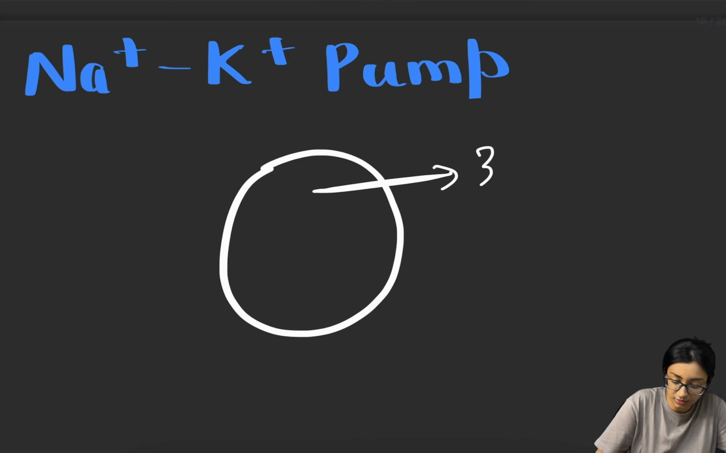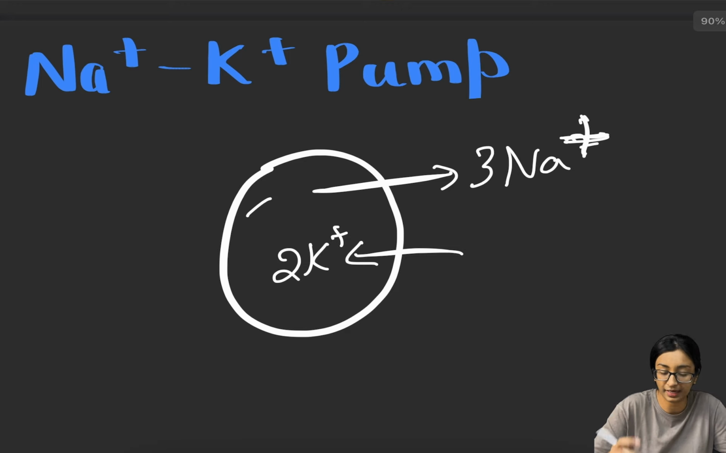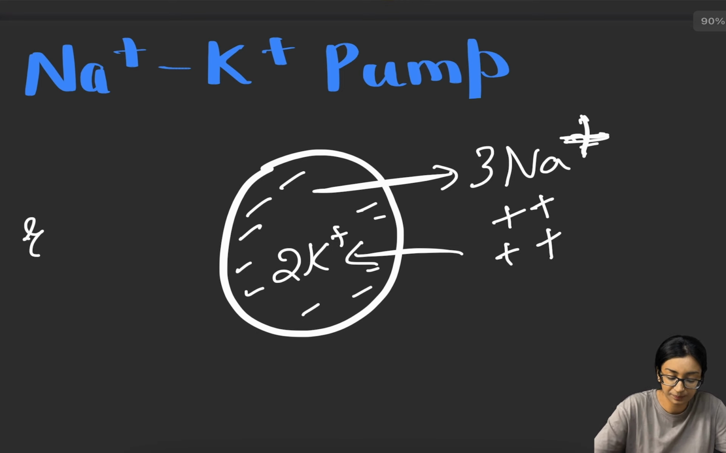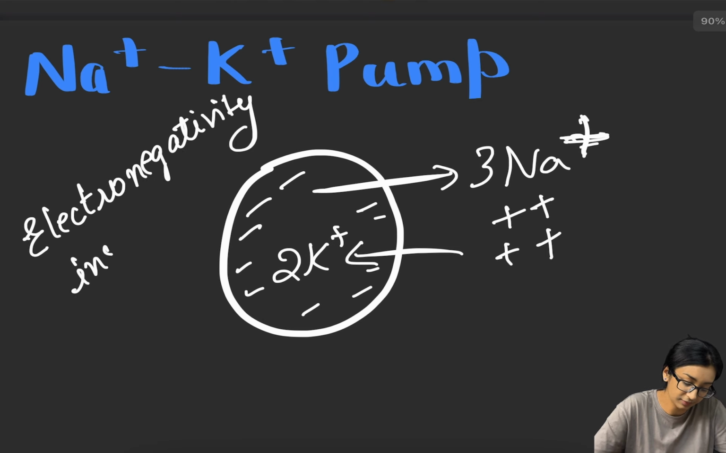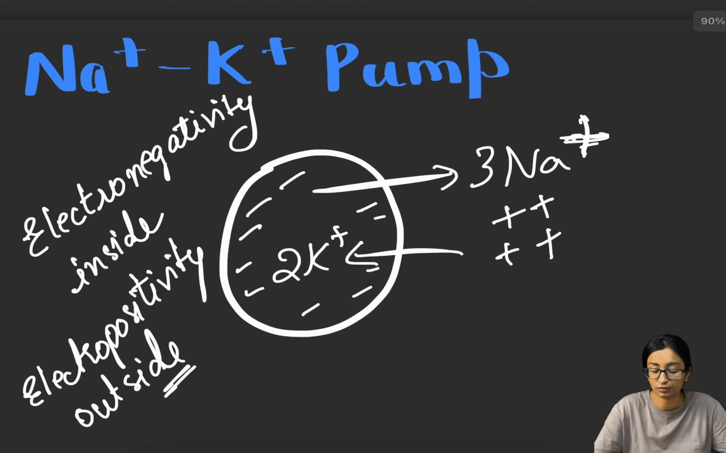So in a cell, 3 sodium will go out and 2 potassium will come in. Like that, 3 sodium is going out and 2 potassium is coming in, making the inside of the cell negative in charge, and the outside, the extracellular fluid, positive. So it forms electronegativity inside and electropositivity outside. The sodium potassium pump is really necessary for the cell as it determines the cell volume.